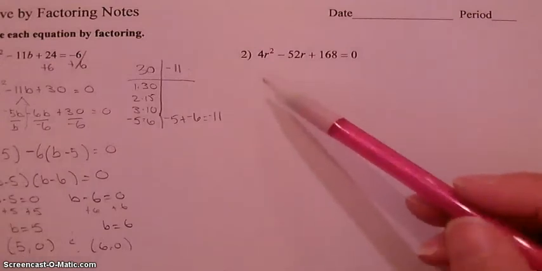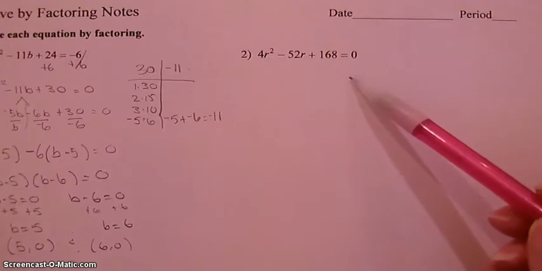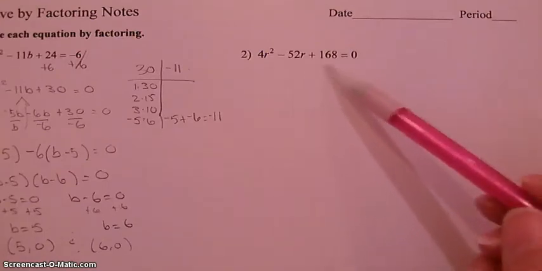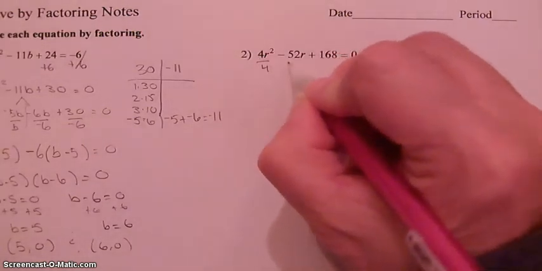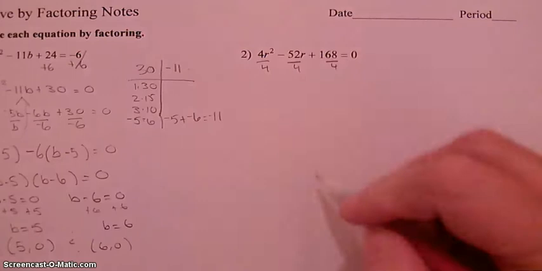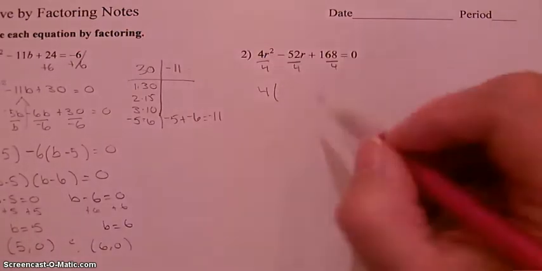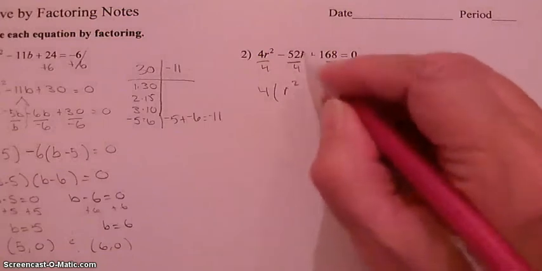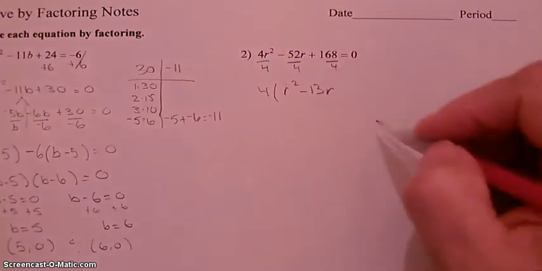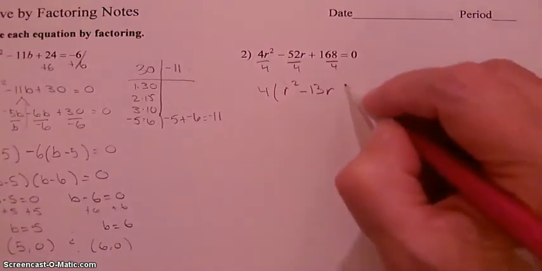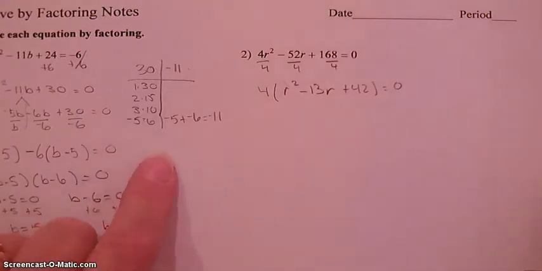Okay, so let's look at our example 2. I have 4r squared minus 52r plus 168, and this is set equal to 0. So the first thing we need to do is see this 4 going into 52 and 168. Can I factor that out? And I can. So if I divide each one of these terms by 4, I'm going to wind up with 4 on the outside. There's only two terms with the variable, so I can't factor out a variable. I have r squared, 52 divided by 4 is 13r, and 168 divided by 4 is plus 42, and that's equal to 0.